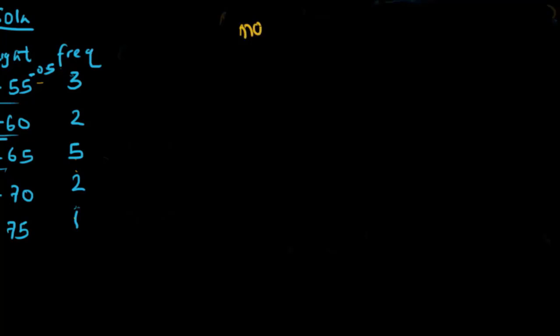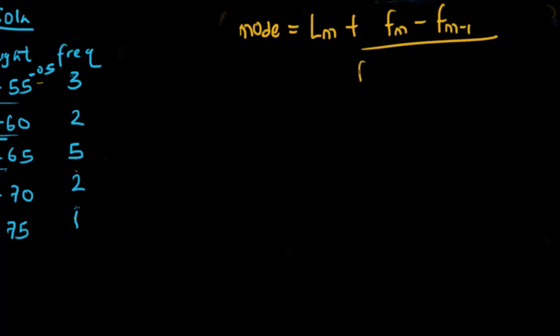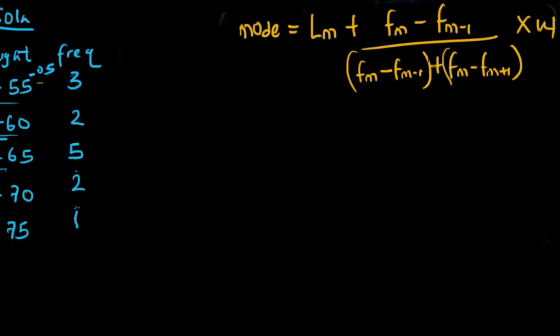So we know mode equals the lower class boundary of the modal group plus frequency of the modal group minus frequency of the group before it, all over frequency of the modal group minus frequency of the group before it, plus frequency of the modal group minus frequency of the group after it, times the width. Does this make sense?